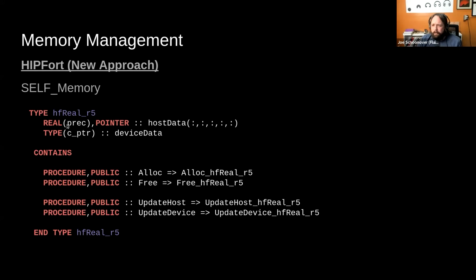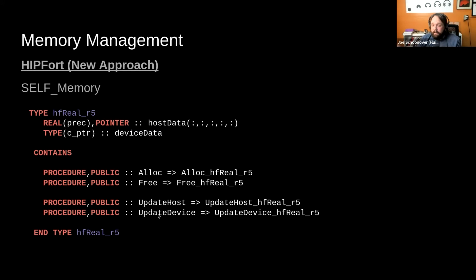So in this type, we really just have two attributes. One is that Fortran pointer, which is meant to store the host side data, so on the CPU. And then we use a type C pointer. So in this module, we do have to use ISO C binding to bring that in. And then each one of these gets an alloc, a free, an update host, and an update device.